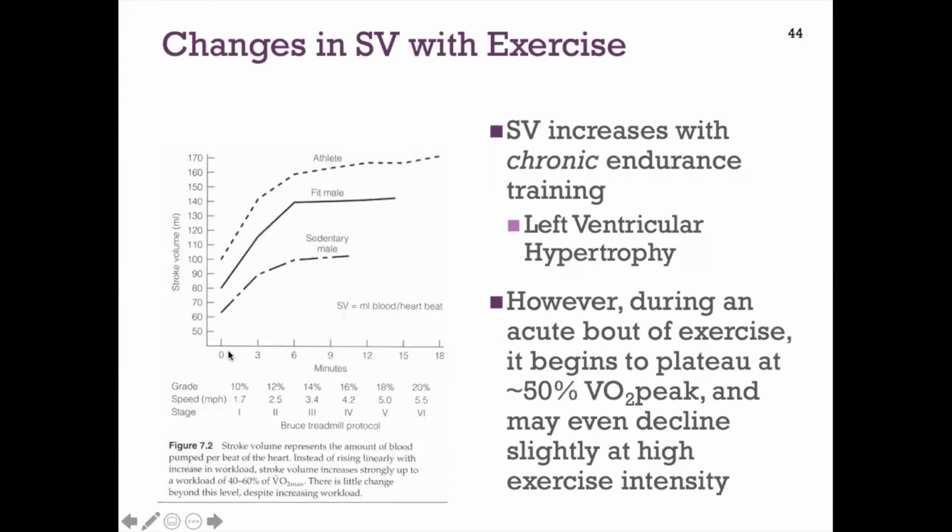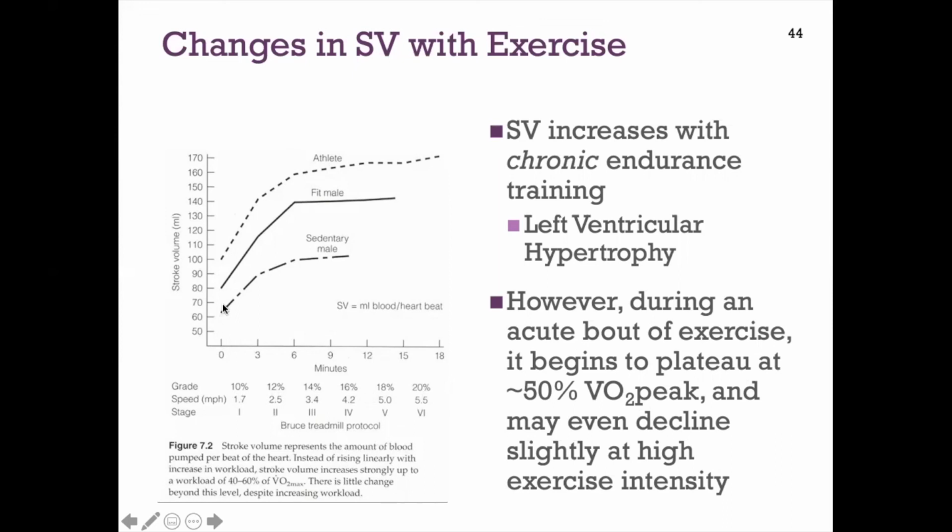So, stroke volume is, this is minutes of exercise going across on this axis here, and this is the stroke volume that is associated with how many minutes of exercise that we're going. And this is giving you the idea of what grade and what speed they were at on the treadmill. So they're on a treadmill here with a speed of 1.7 miles per hour, and the incline is set to 10%. And then going up to a speed of 5.5 miles per hour with an incline set at around 20%. This is a specific protocol called the Bruce treadmill protocol as it moves up in speed and in incline.